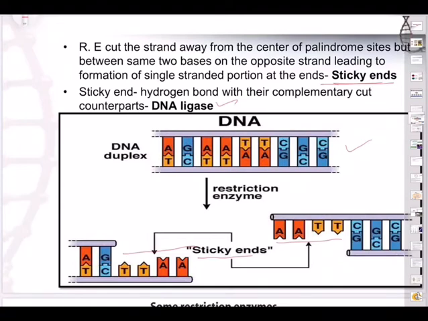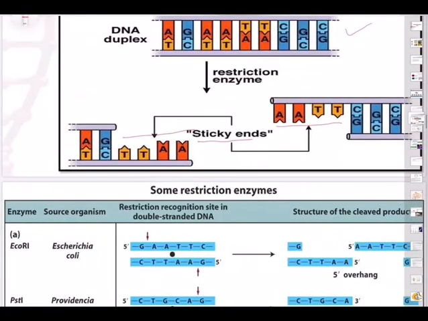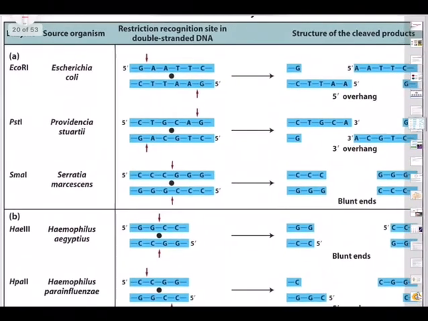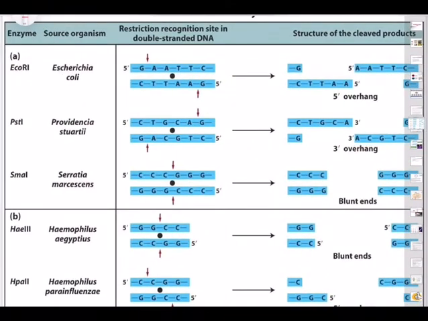So restriction endonucleases cut at a specific point and DNA ligase joins it, thereby making recombinant DNA technology possible. We have an enzyme like the endonuclease EcoRI, and its source is the bacterium Escherichia coli. The restriction recognition site in double-stranded DNA is this. You can see the arrow mark at G, where it is cutting.